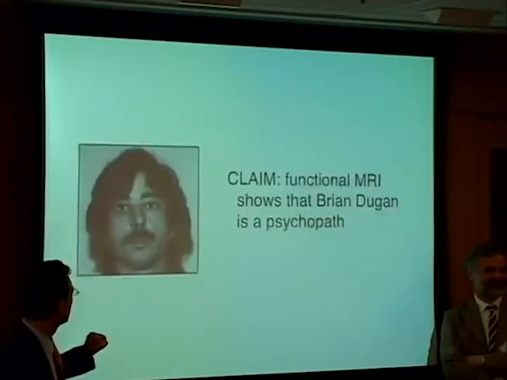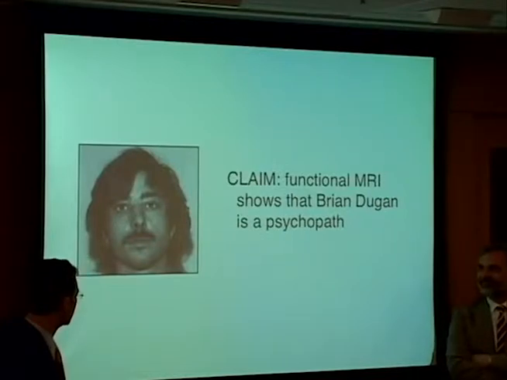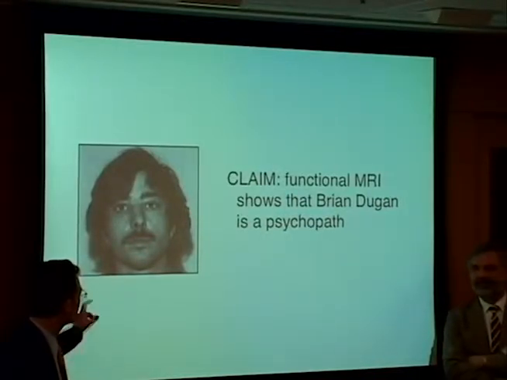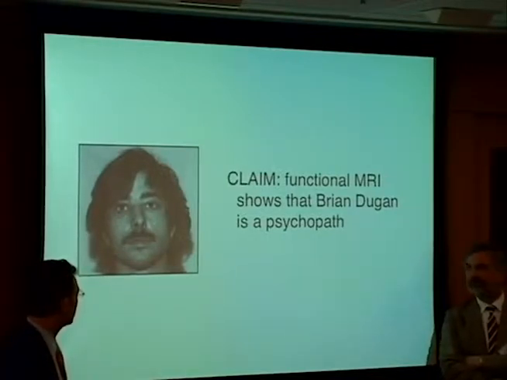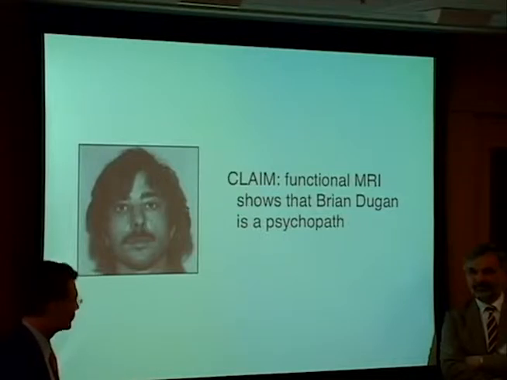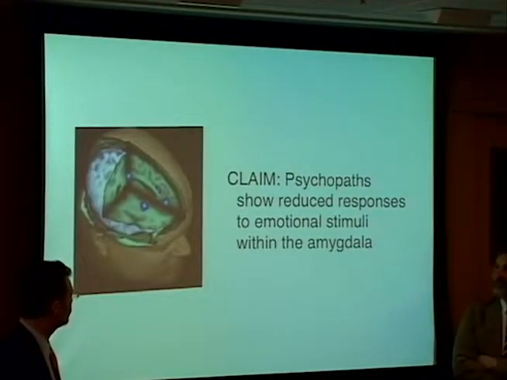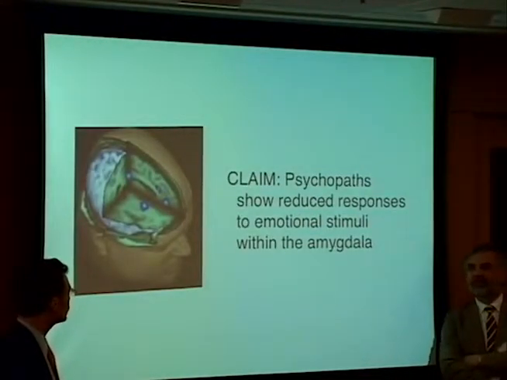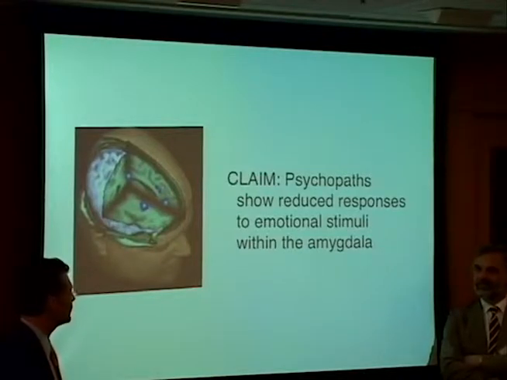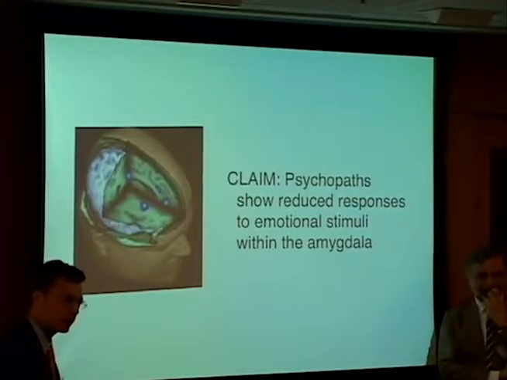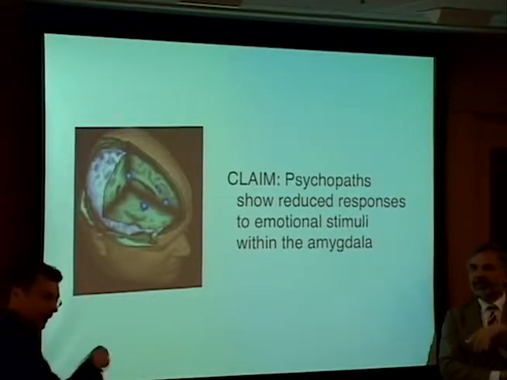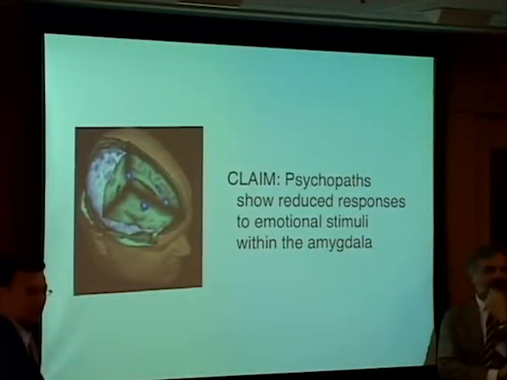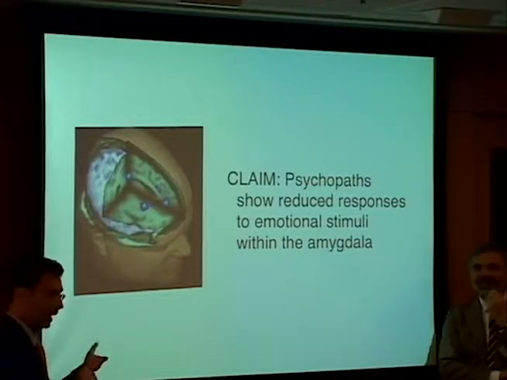Okay? So let's go back to this claim. This is the claim. Remember this guy? Brian Dugan. So the claim was that functional MRI can show that Brian Dugan is a psychopath, right? So that claim is based on a more basic or entry-level claim, which is that psychopaths generally show reduced responses to emotional stimuli within the amygdala. That's the core neuroscientific claim that underlies ultimately what's going to be a claim about that guy, Brian Dugan. What is that based on? That's what we're now going to unpackage.